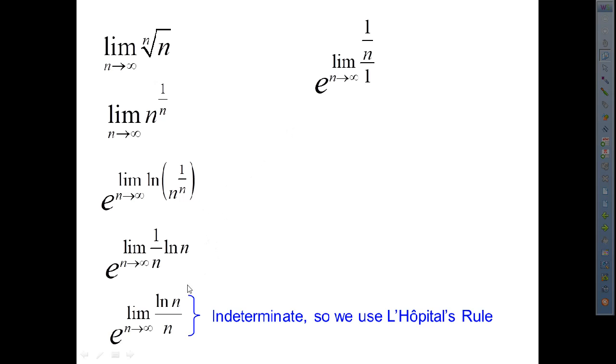And when we take that limit, what's going to happen? Well, if we let this go to infinity, that's going to go to infinity, and that's going to go to infinity. So L'Hopital's rule comes in because we've got infinity over infinity. And when we do that, we're going to have the derivative of natural log of n, which is 1 over n, over the derivative of n, which is 1, and we end up with 0 over 1 when n goes to infinity. And we take that limit, so we get e to the 0, and e to the 0 is 1.